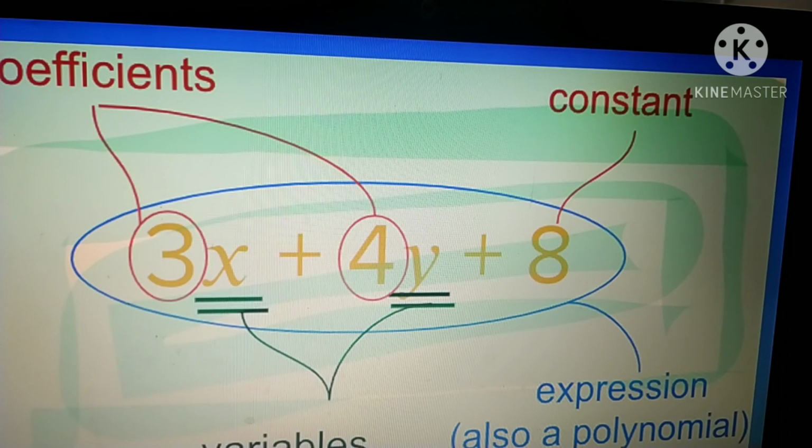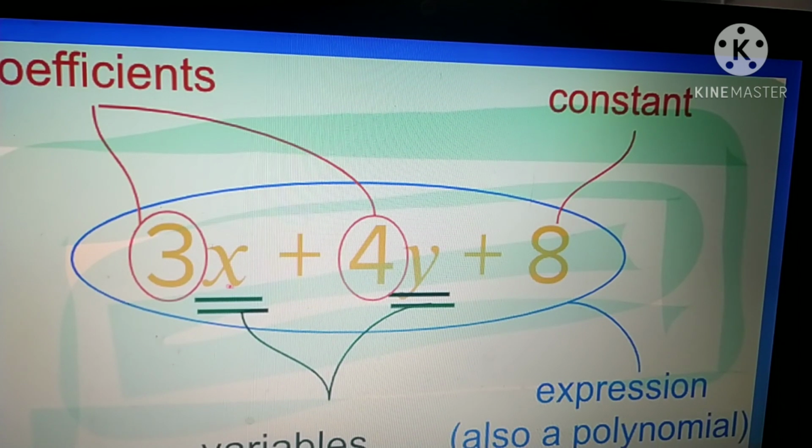Now see another example here, 3x plus 4y plus 8. First of all, this is one expression. Why? Because here we have no equal to symbol, which means we can't call it an equation. This is only an expression. In terms of mathematical symbols, we are using only plus, addition, here.